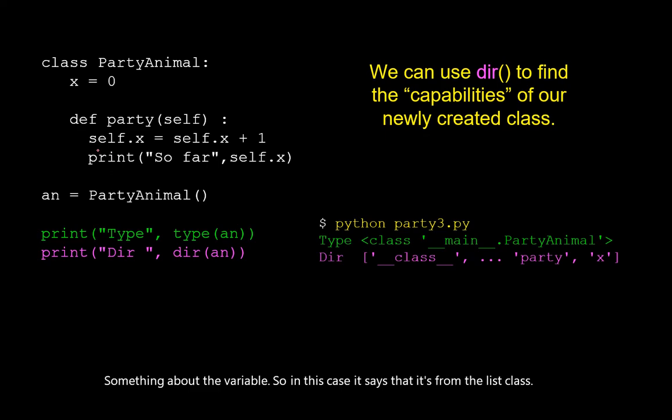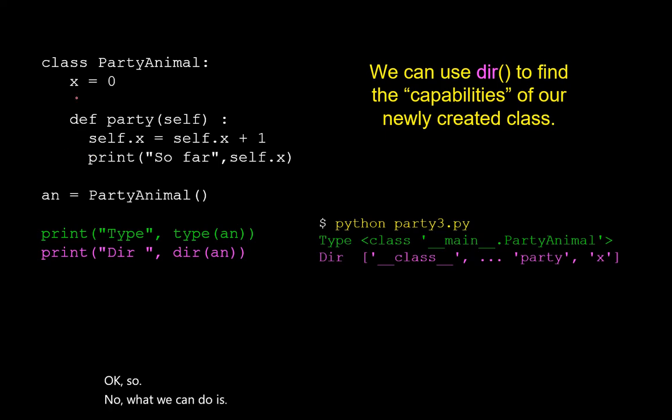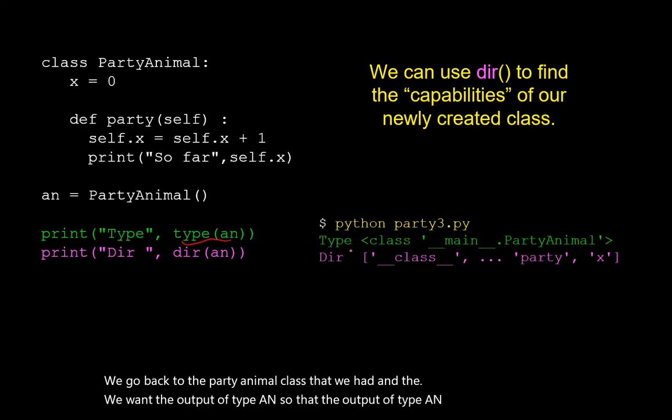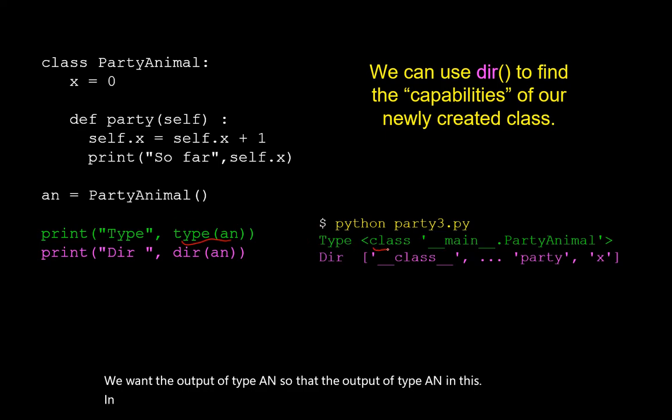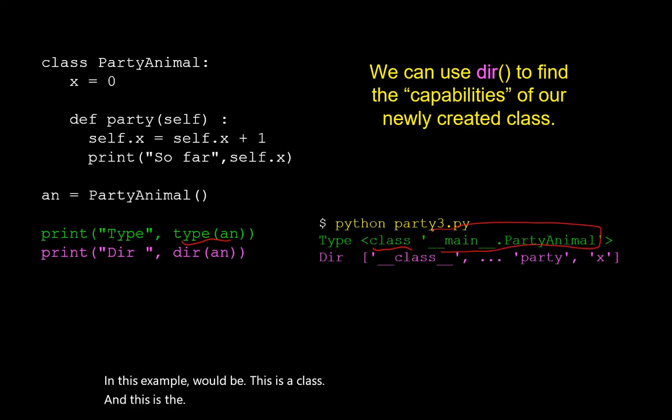Okay, so now what we can do is go back to the PartyAnimal class that we had, and we want the output of type an. So the output of type an in this example would be, this is a class, and this is the method that is accessible within the class. Only for Python is not accessible by us.